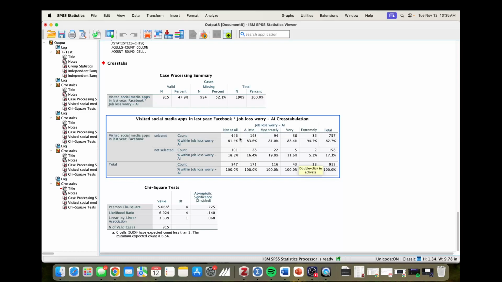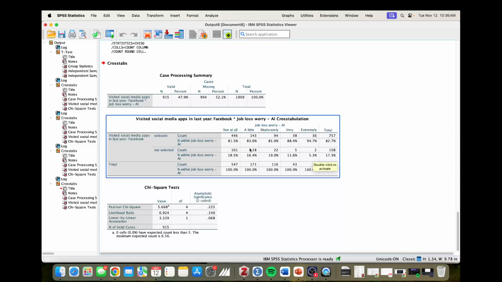So to interpret it this way, among those who are not concerned at all about losing their job to AI, about 81.5% had used Facebook in the last year, about 18.5% had not. Those concerned a little, about 83.5% had used Facebook in the last year, about 16.5% had not. Those who are moderately concerned, 81% had used Facebook in the last year, 19% had not. Those who were very concerned, 88.4% had used Facebook in the last year, 11.6% had not, and among those who were extremely concerned about losing their jobs to AI, 94.7% had used Facebook in the last year, and just over 5% had not.